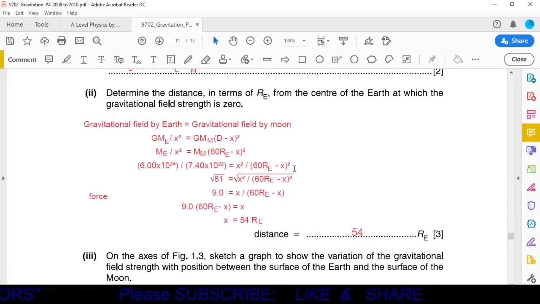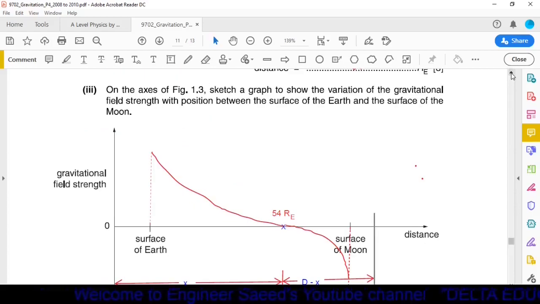Now we have to solve this one. We have to substitute the values. All the values are given here. And we have to solve this one. By solving, we will get 9 is equal to x over (60 RE minus x). And by solving this one, we will get the answer. x is equal to 54 RE.